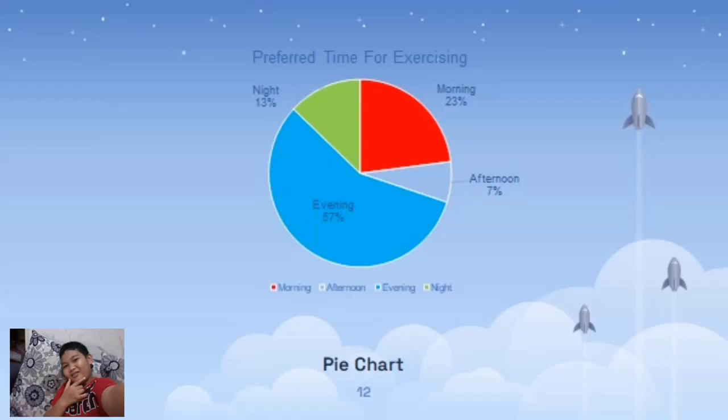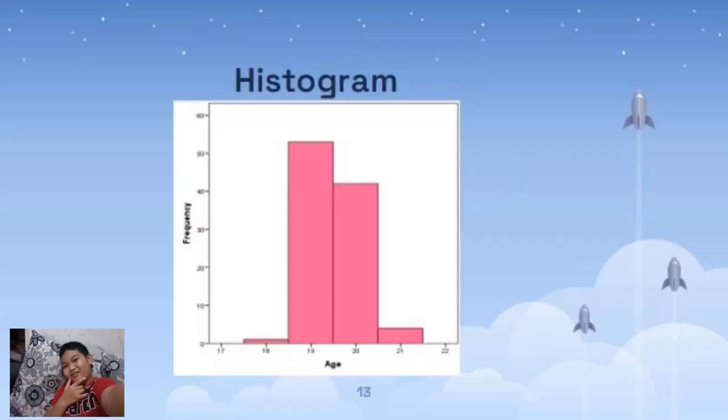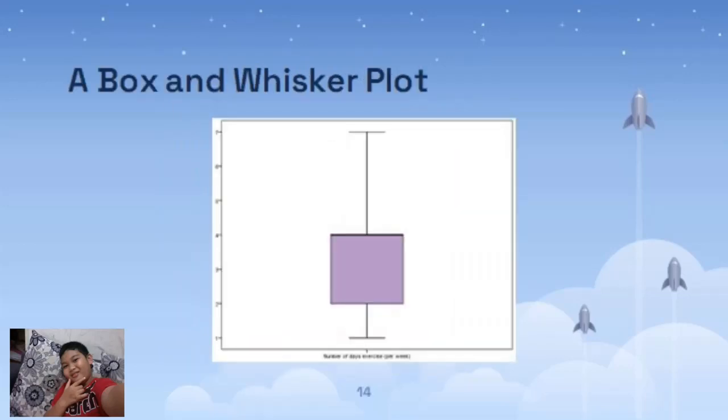And another slide we can see is a pie chart for the students. It shows their preferred time for exercising: morning, afternoon, evening, and night. For quantitative variables, we use a histogram for the student age. As you can see, the majority of the students are 19 and 20 years old. This is a box and whisker plot for the number of days exercised by the students.